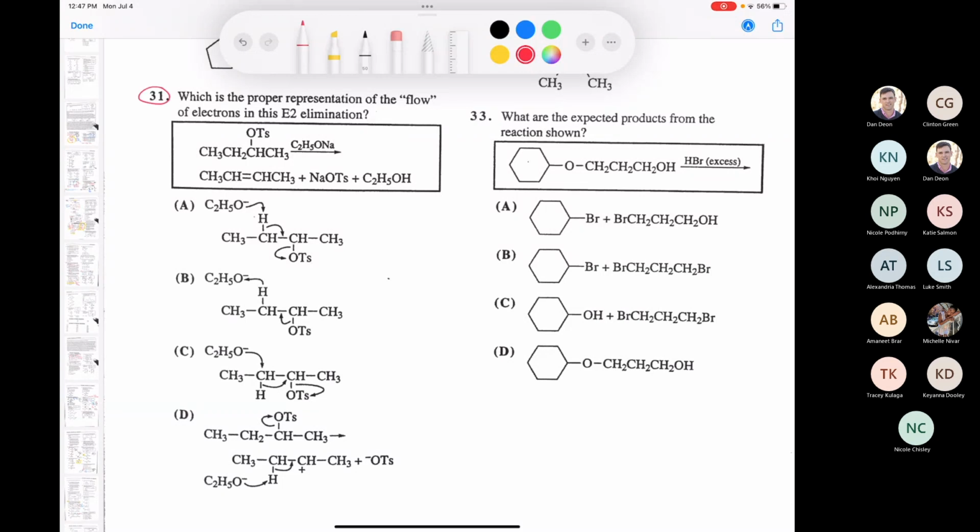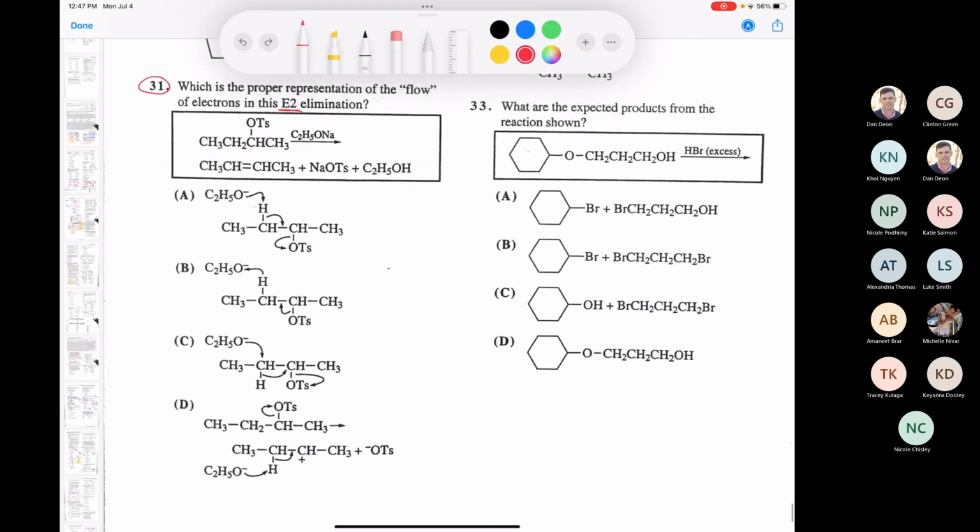It's about nothing more than an E2 reaction. It says, if you had this substrate, so this here, if you have C2H5ONa, that's the same thing as NaOEt, right?